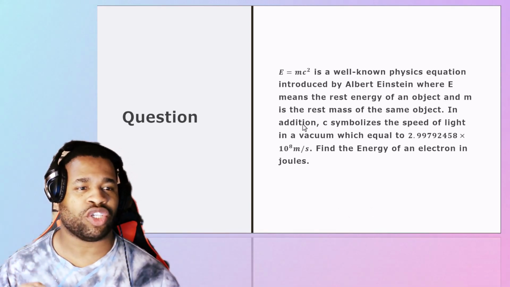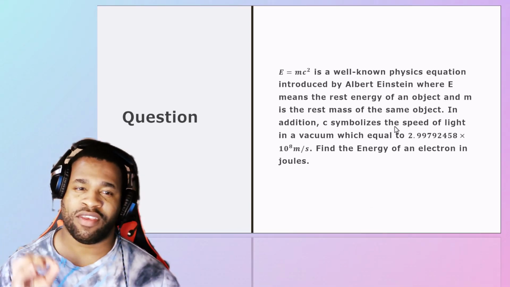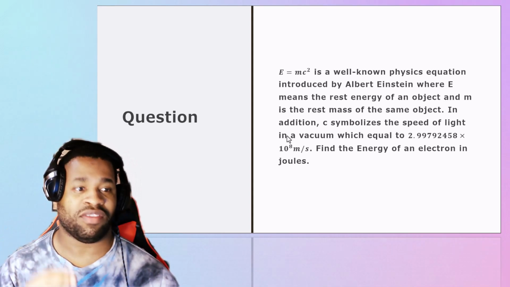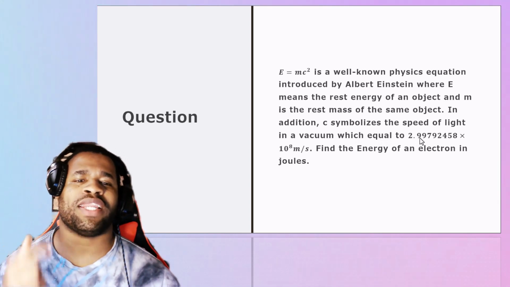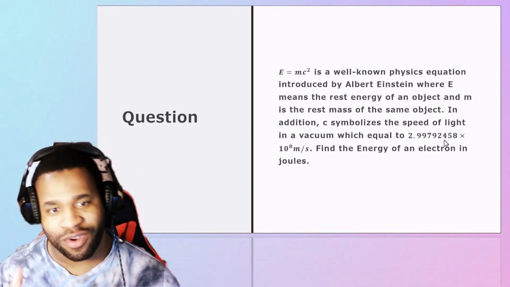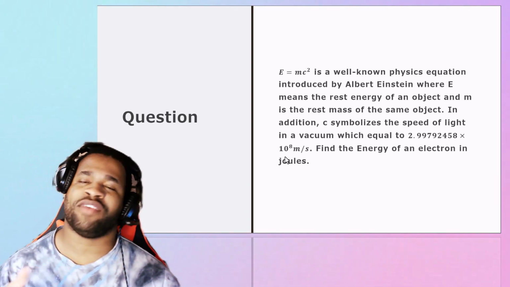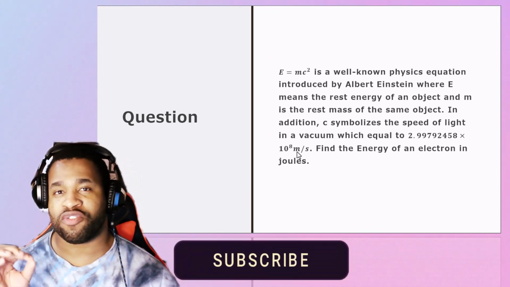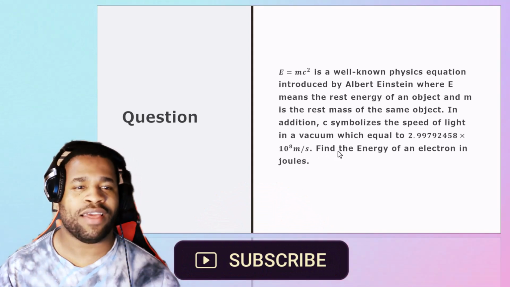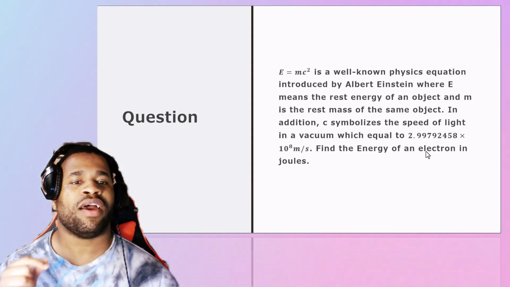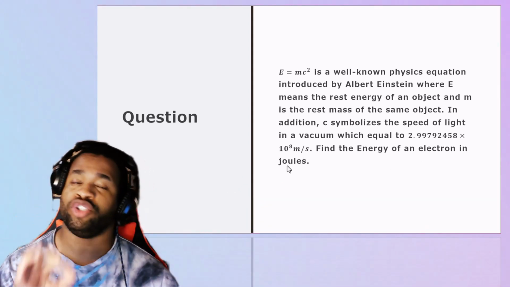Now, in addition, c symbolizes the speed of light in a vacuum, which is equal to 2.9979245 times 10 to the power of 8 meters per second. The question says that you should find the energy of an electron in joules.